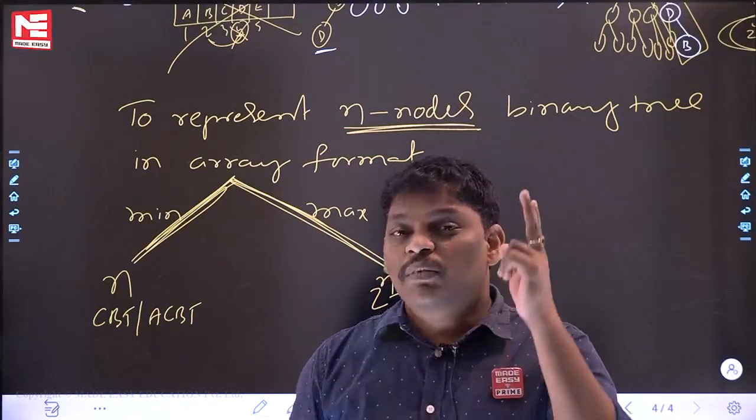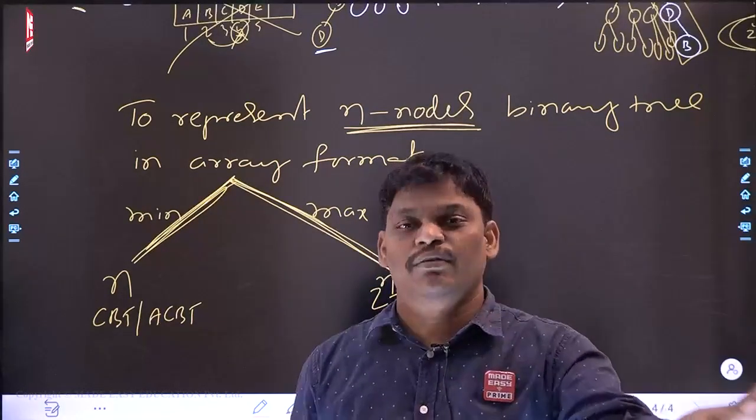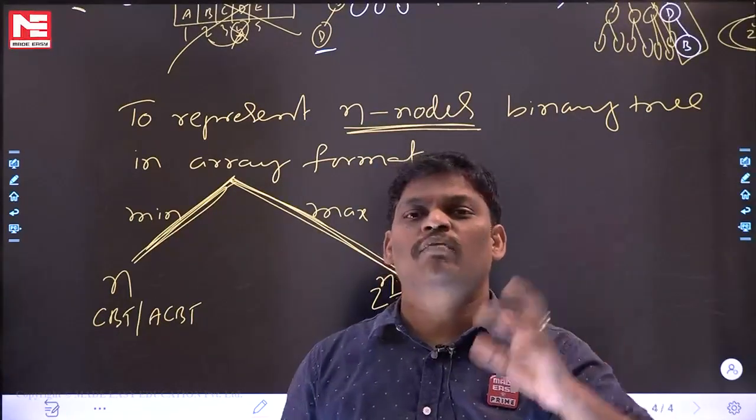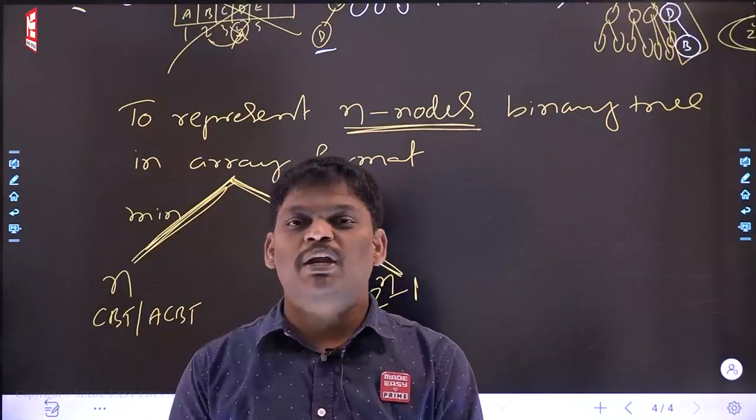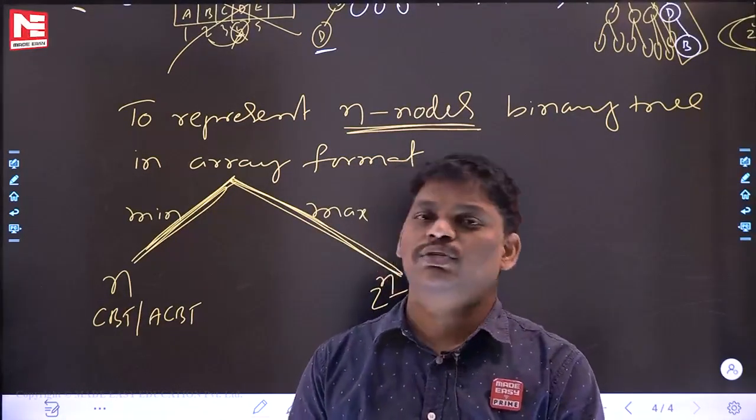A complete binary tree or almost complete binary tree is a very rare incident. Most of the time, it will be something other than that. Unless they say complete binary tree or almost complete binary tree, don't go to array. Go to linked list.